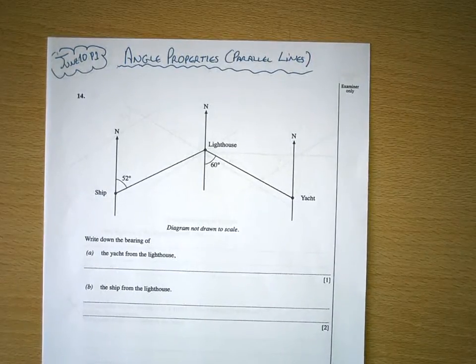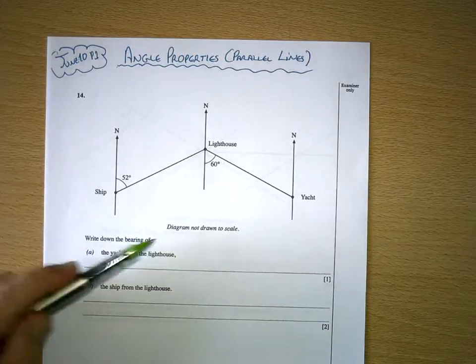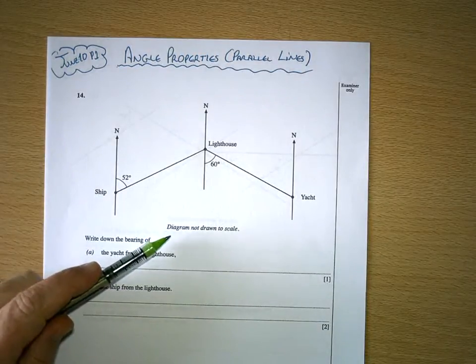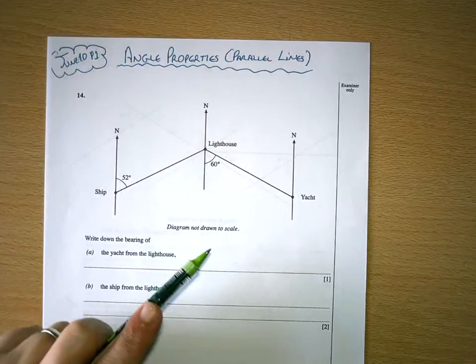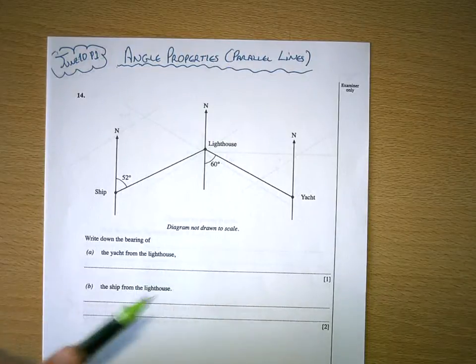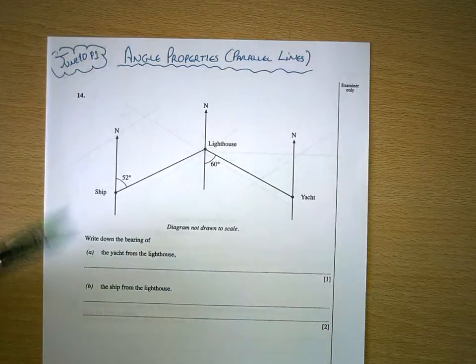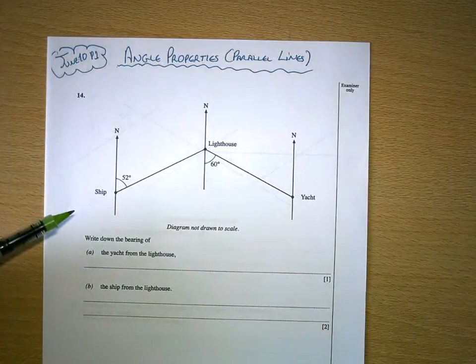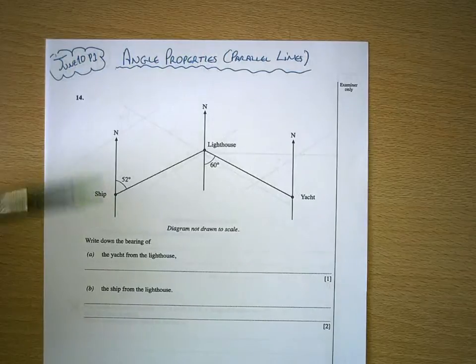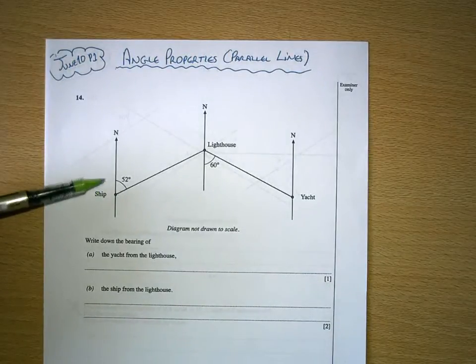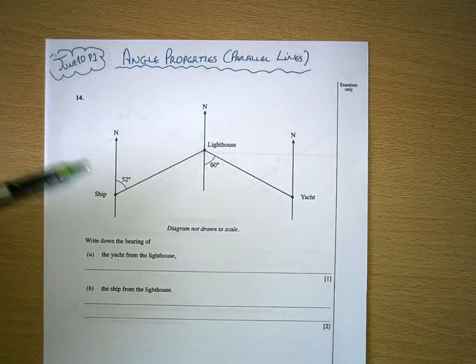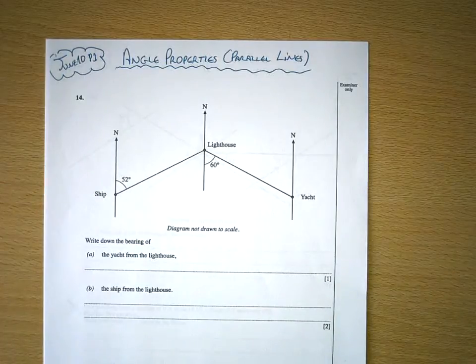Okay, so we're faced with a bearings question here, but because the question quite clearly states that the diagram is not drawn to scale, that means that we can't use protractors to measure these angles. Instead, we have to use our knowledge of angle properties of parallel lines and the fact that the north-south line, wherever we draw it, would be parallel to any other north-south line in order to solve this particular question.